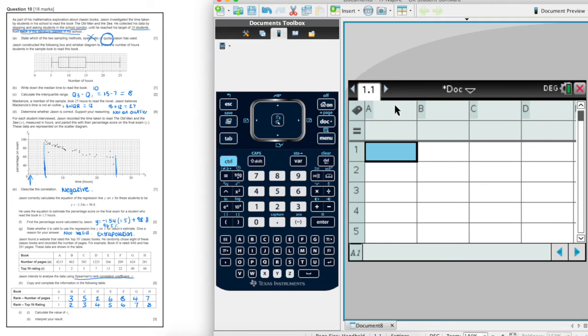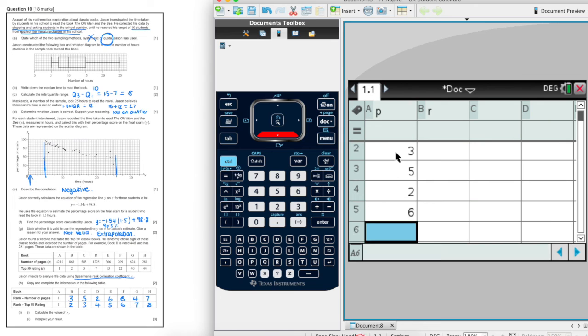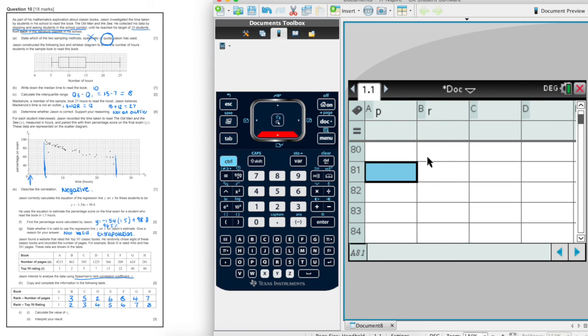So we type our data into a spreadsheet on the GDC. The first one is the rank of the pages, and the second one is the rank of the rating. I'm just going to call it P and R. So the rank for the pages is 1, 3, 5, 2, 6, 8, 4, 7. And then the rank for the ratings is just in order as it is at the moment. So 1, 2, 3, 4, 5, 6, 7, 8.